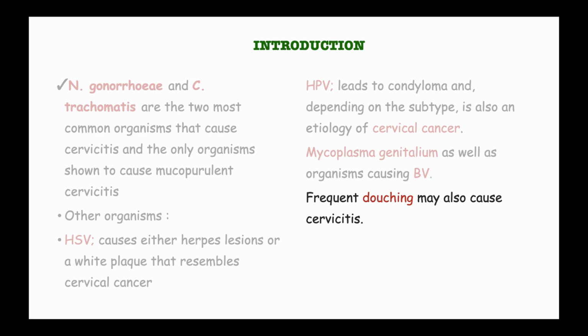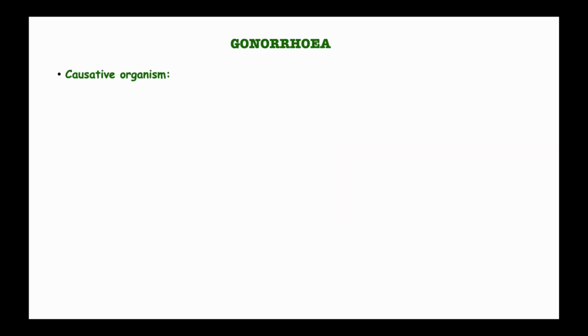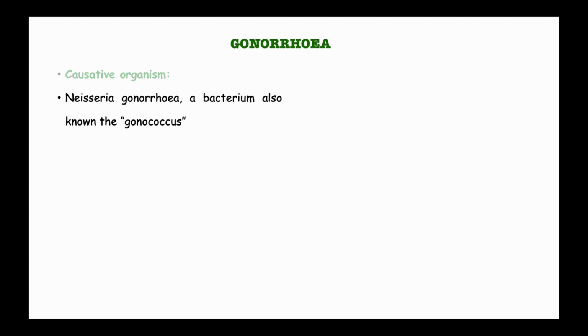Now, when we look at gonorrhea, the causative organism is Neisseria gonorrhoeae, and this is a bacterium which is also known as gonococcus. Now, the gonococcus is a diplococcus, and so it's different from the ones which cause meningitis.